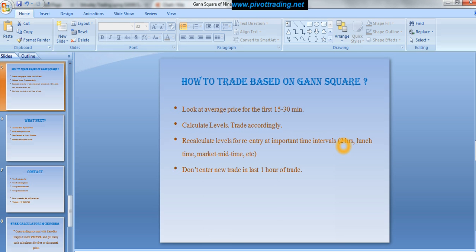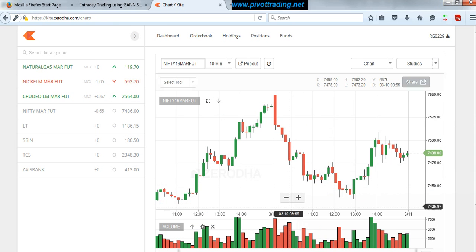As I mentioned before, we can use any of the concepts from here. We can either use the every 2 hours approach, we can use the lunchtime approach, or we can use the market midtime approach. So let's say we use the every 2 hours approach. Let's say we calculated the first levels at 9:30. The second level would be after 2 hours, at 11:30. Next 2 hours will be at 1:30. So let's say we will be calculating the levels at 1:30. So this is the candle of 1:25. This is the candle of 1:35. So somewhere between this we will be calculating the levels.